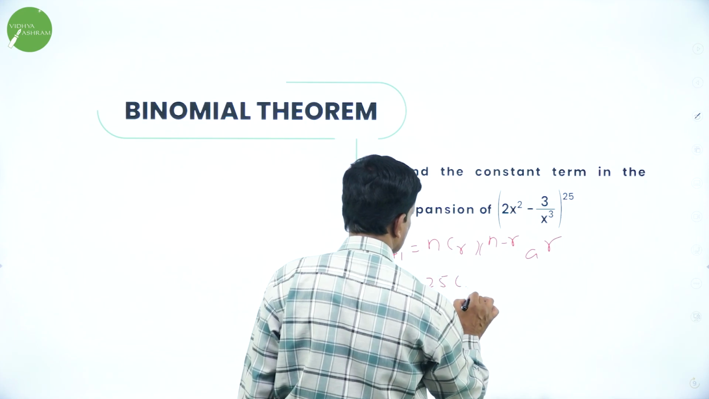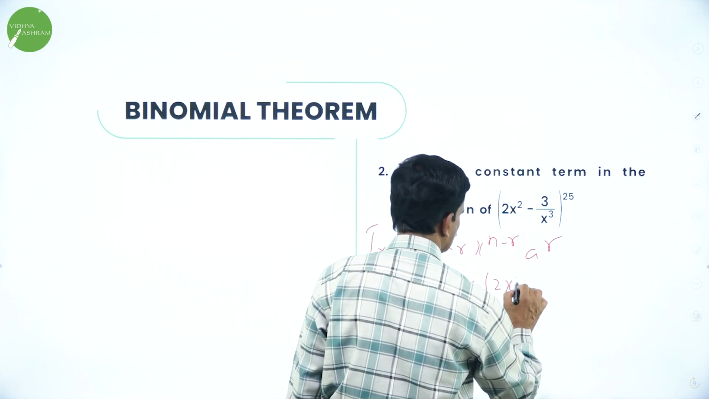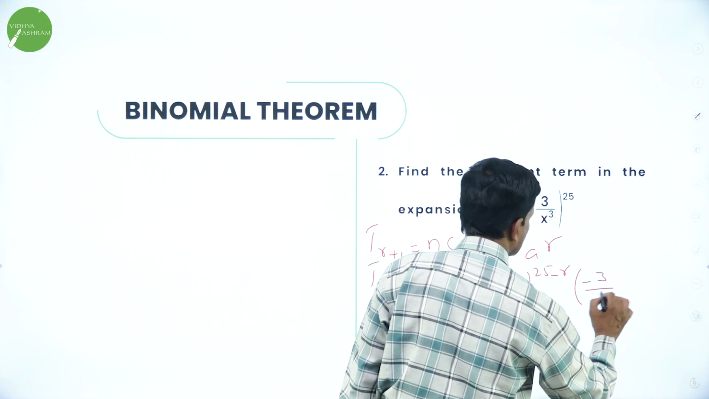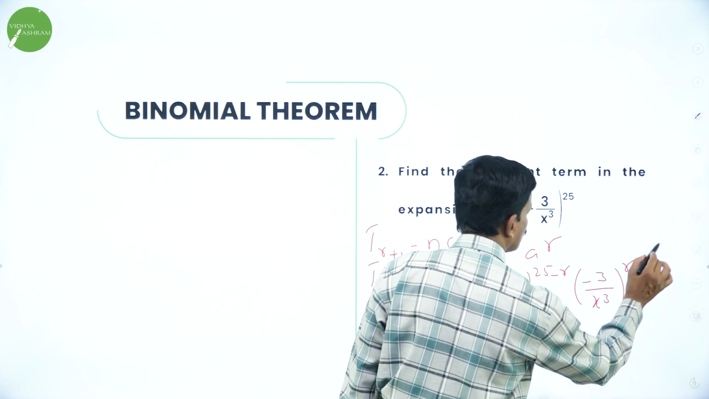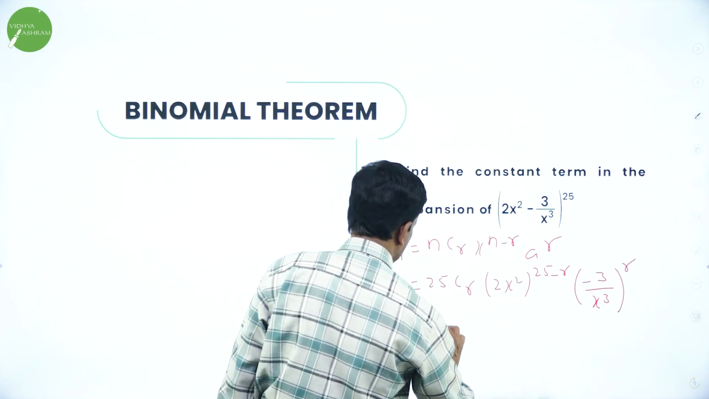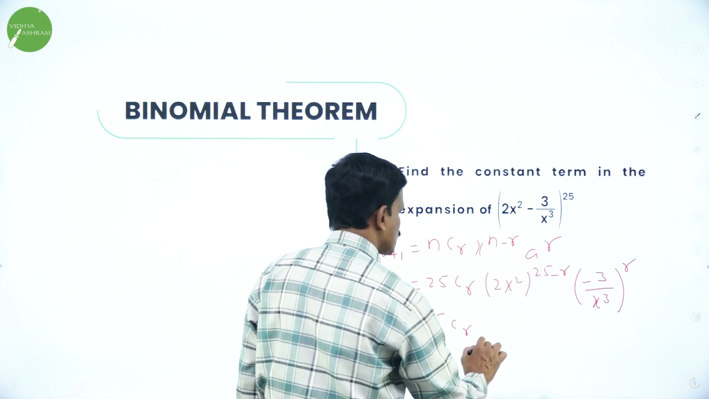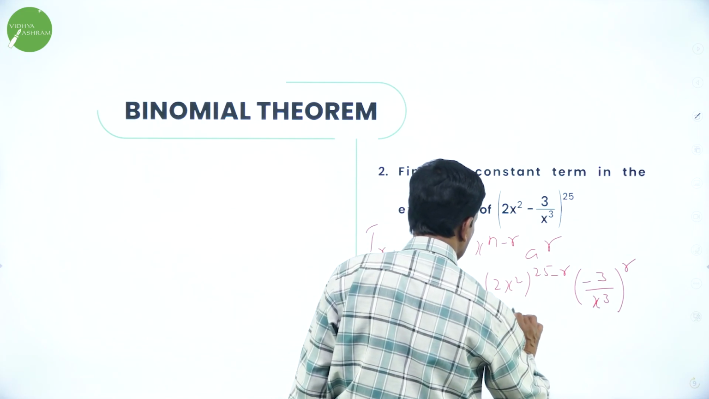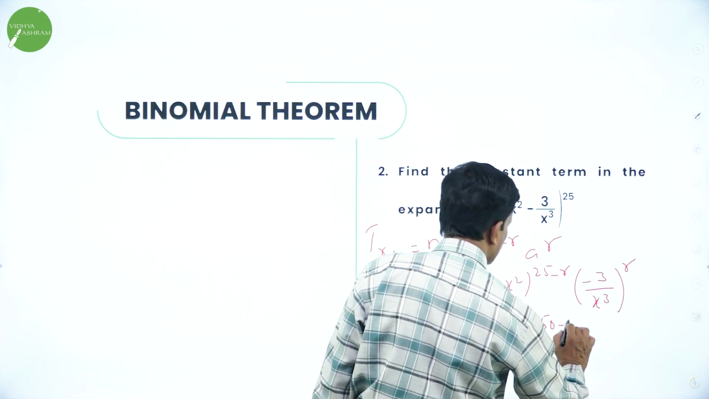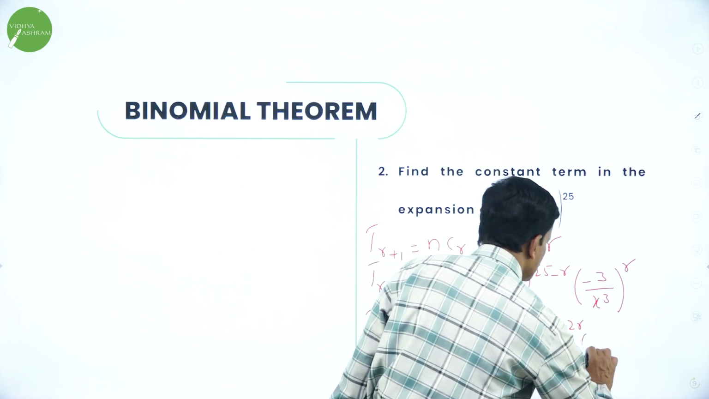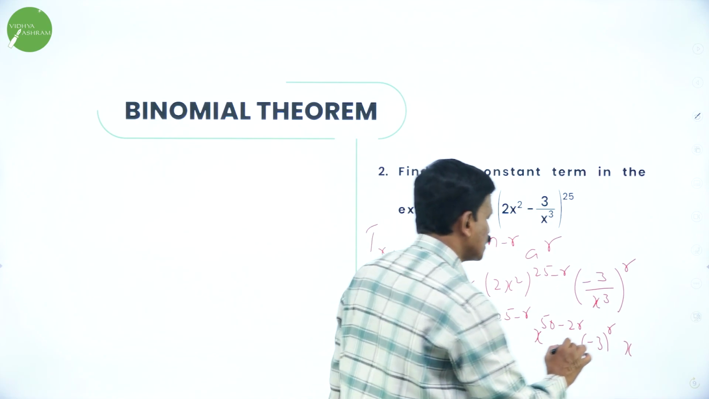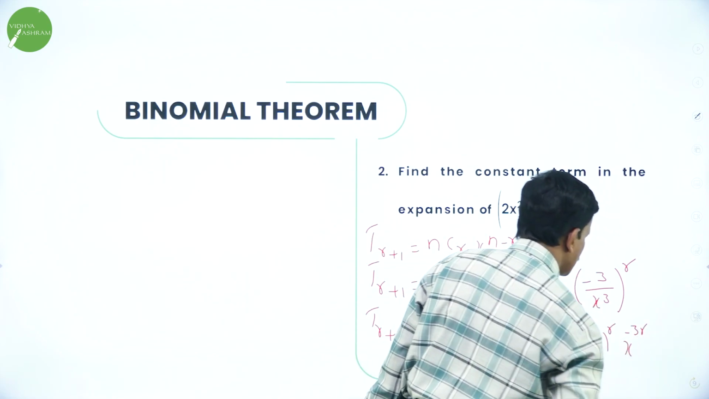N is 25 C r, x is 2x square to the power of n minus r, into minus 3 by x cube whole to the power of r. Simplify this. T r plus 1 is equal to 25 C r. So this can be written as 2 to the power of 25 minus r into x to the power of 25 into 2 is 50 minus 2r, and this is minus 3 to the power of r, and when this is taken to the numerator, it becomes x to the power of minus 3r.